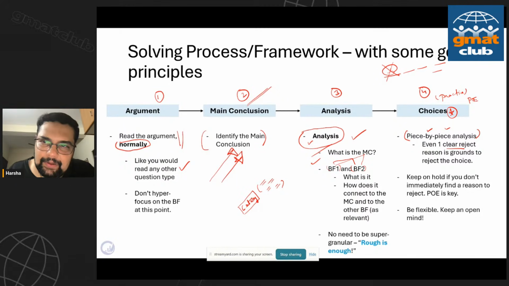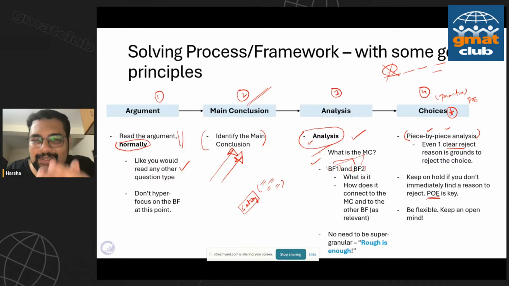Also, for all structure based questions, including boldface, your process of elimination becomes a little extra important. This is the same thing that you will see with main point, I mean, primary purpose questions in RC. That's also a structure based question. Really, POE, process of elimination, is important. If you're not clearly able to reject something, keep it on hold.